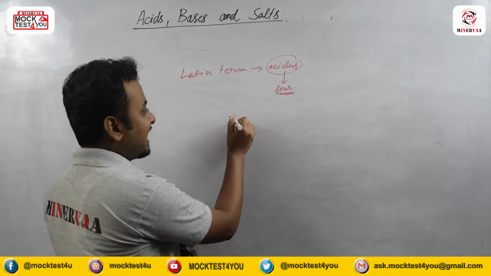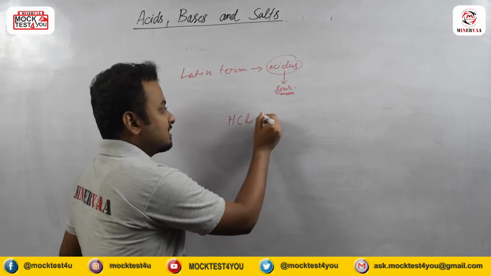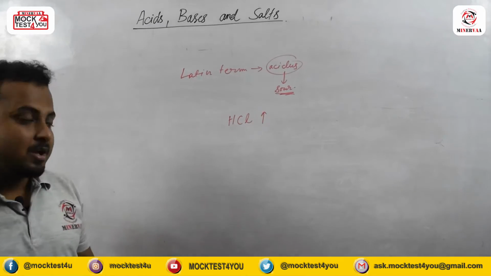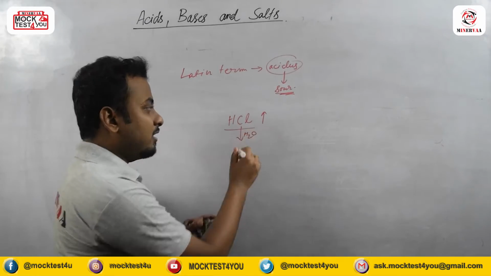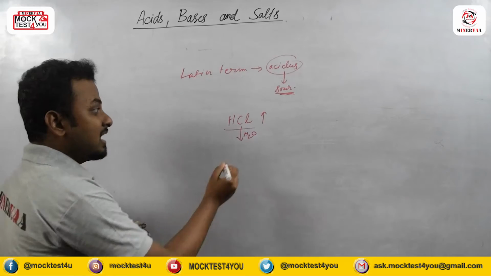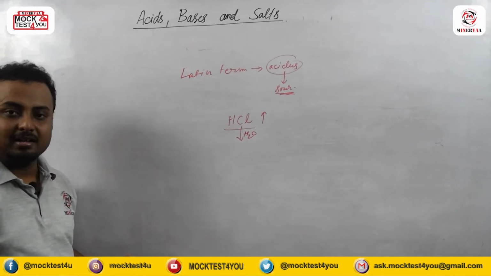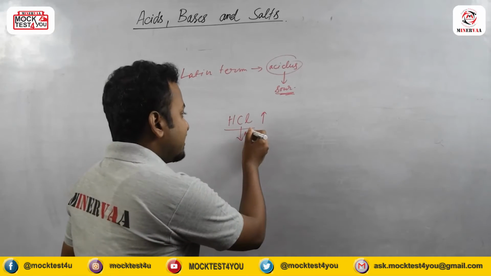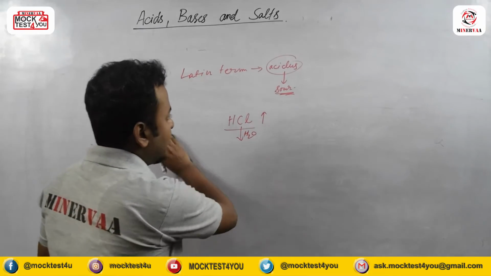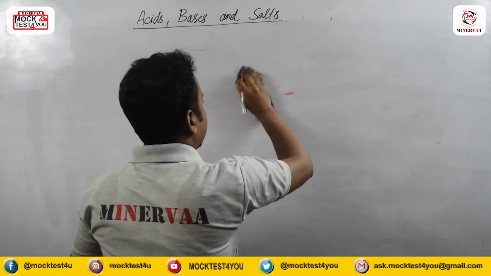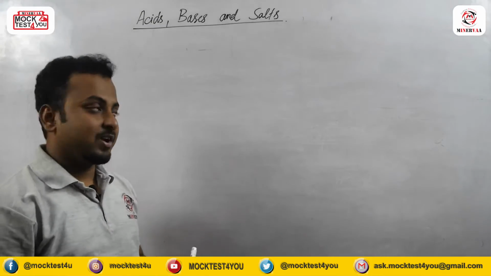For example, if we take the acid HCl, it is actually a gas. Until and unless it is dissolved in water, it will not behave as an acid, because only in water will it dissociate into H plus ions or hydronium ions. So in presence of water, an acid behaves as an acid due to the ionization into hydronium ion. Now what we are going to see is the classification of acids.